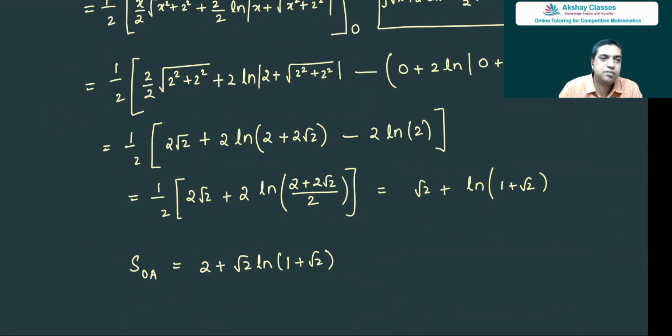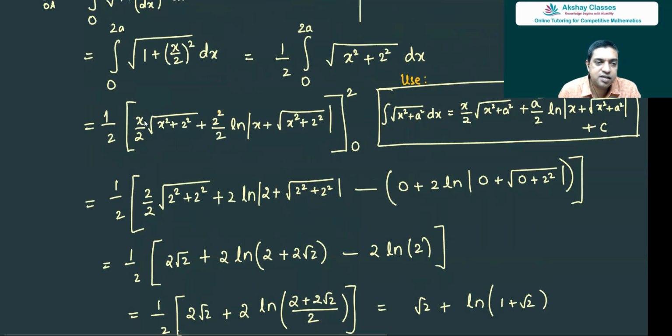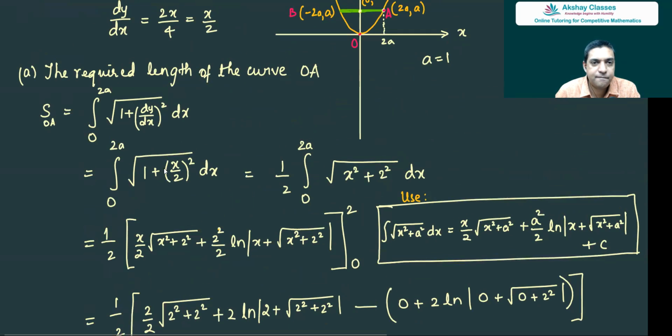Sir, if we substitute 0 in the lower limit, the first term won't be 0, no, sir? It will be 0. Why? Root of 1 plus x square, plus 2 square, multiplied by x is there, na? There's x that is there, so this x makes it 0. Okay, yeah, good.